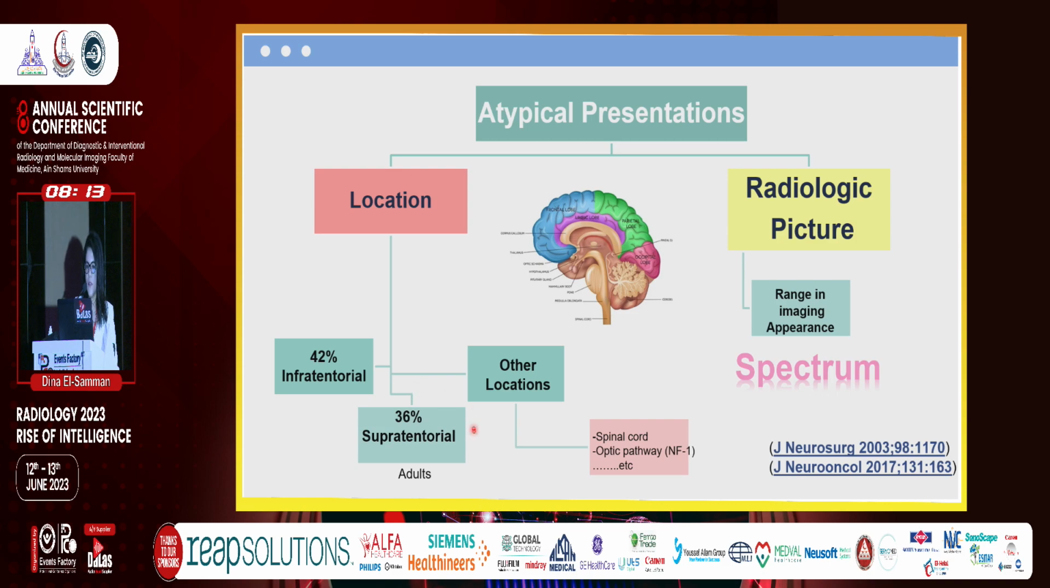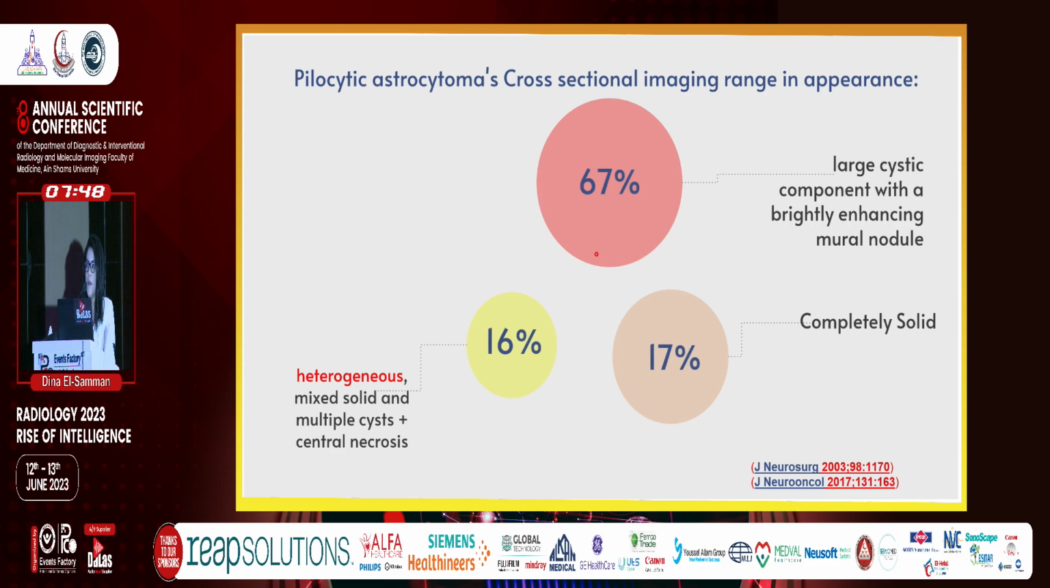But we should consider that sometimes you can see pilocytic astrocytomas that are supratentorial, especially in adults. Other locations are also seen, as Dr. Muhammad mentioned, such as the spinal cord or even the optic pathway, seen in neurofibromatosis type 1. It's not only atypical locations; we also have atypical radiologic presentations, arranged in the imaging as a spectrum. The typical one is the large cystic component with a brightly enhancing mural nodule. This is the one that we are all dreaming of, and it constitutes about two-thirds of the cases. The last third is divided between two other patterns.